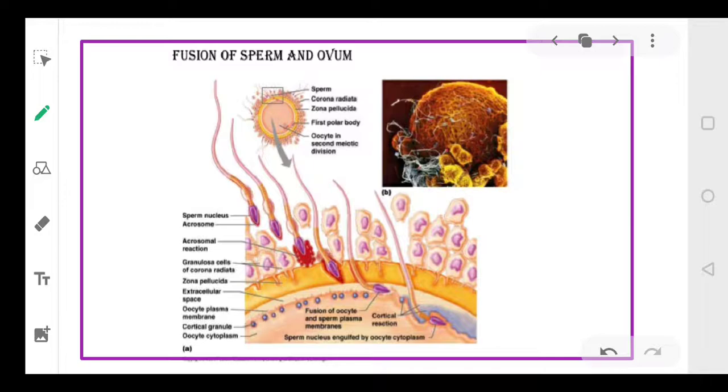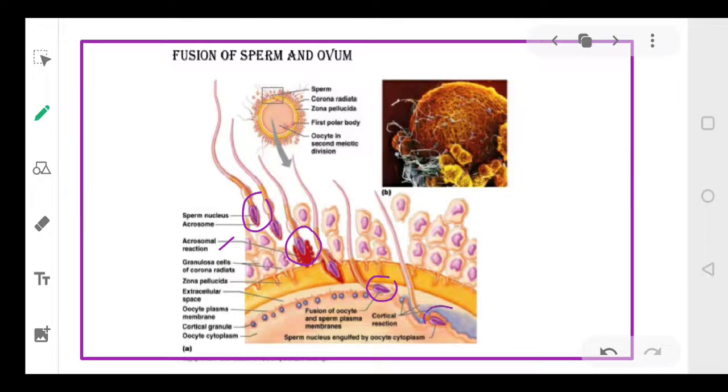Now we can see the steps. First of all, you can see the sperm reaching the ovum, and an acrosomal reaction will occur. The acrosome will release the enzymes so that it can penetrate through the granulosa cells of the corona radiata. This is called the acrosomal reaction. What do we call it? Acrosomal reaction.